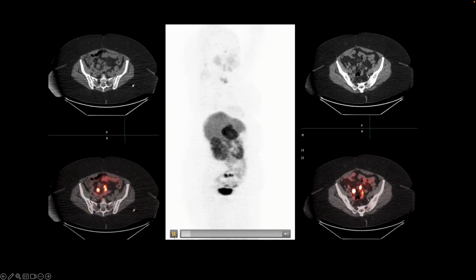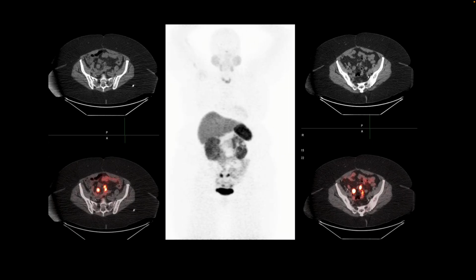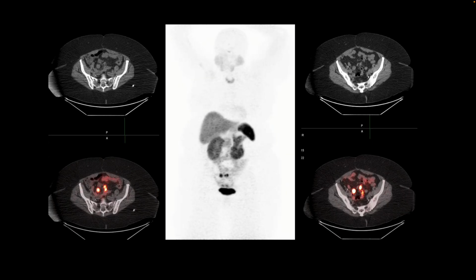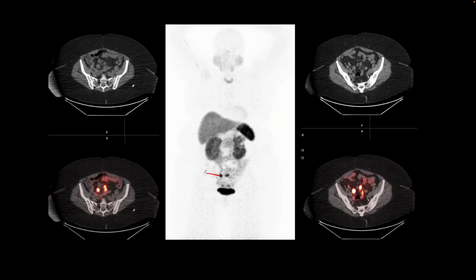So here is a rotating image from their dotatate PET CT showing physiologic uptake in the pituitary, mild uptake in the salivary glands, some uptake in the multinodular goiter, and then liver, spleen, kidneys, and urinary bladder. And the tumor is seen right here in the pelvis as foci of increased uptake, consistent with metastatic disease.